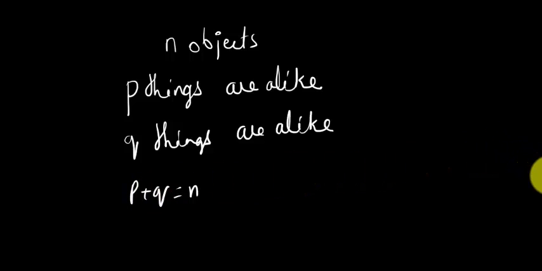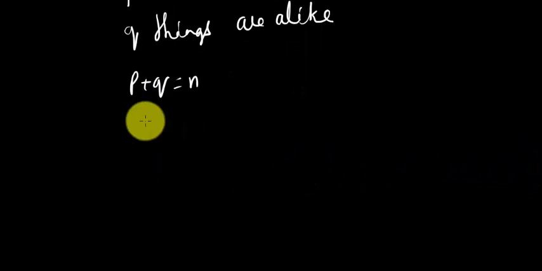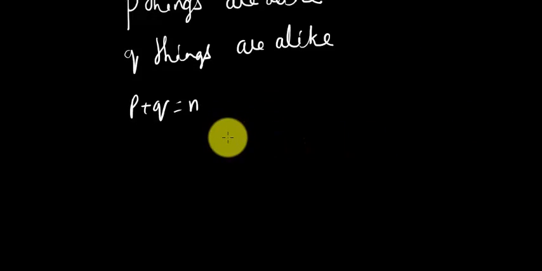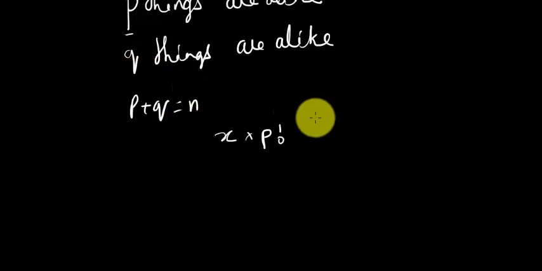So let's say I have n objects here. The permutation of n objects is n factorial. Very simple. Let's say that there are x ways of permuting this, or the permutation is simply x. But p things can be permuted among themselves in p factorial ways, and q things can be permuted amongst themselves in q factorial ways. That's what we did, isn't it?